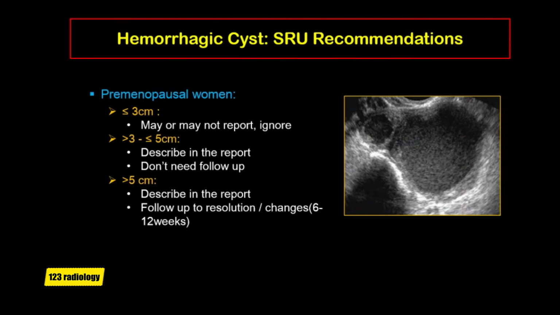In premenopausal women, cysts less than 3 cm in size, whether you describe them in the imaging report or not, do not need follow-up. Cysts between 3 and 5 cm in size should be described in the imaging report. Follow-up is not needed. Cysts greater than 5 cm in size should be described in the imaging report. Short interval follow-up with ultrasound, 6 to 12 weeks, is recommended to ensure resolution or change in size.